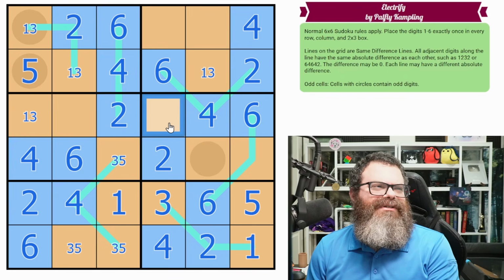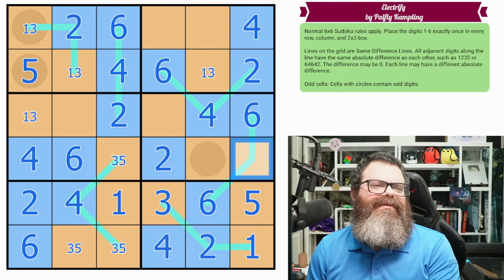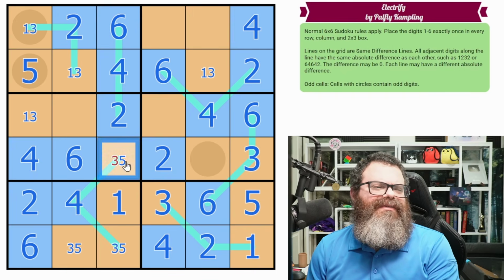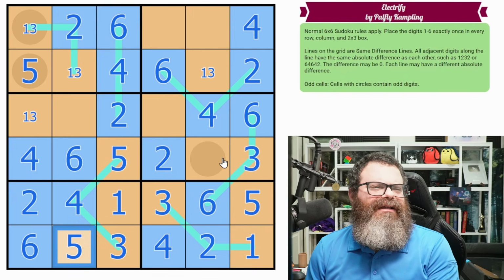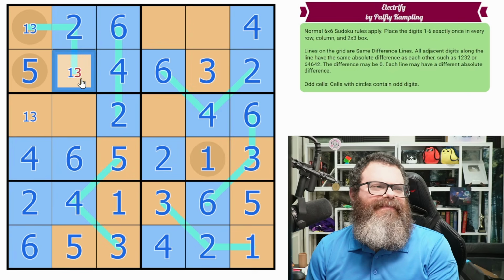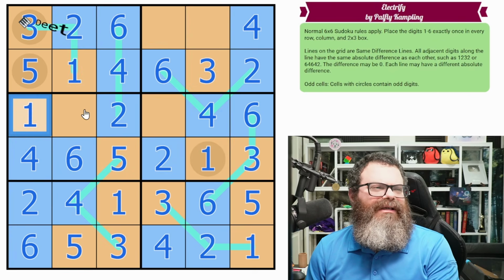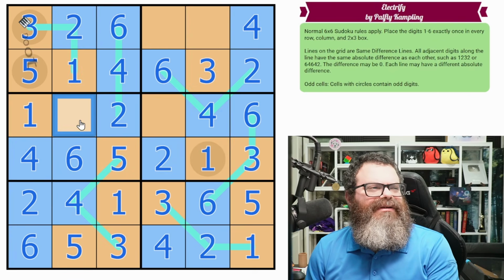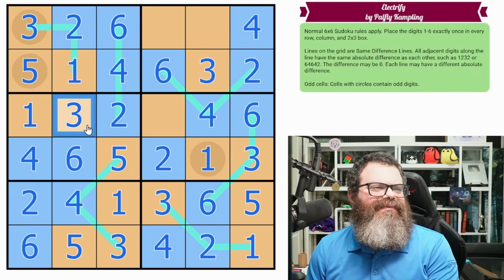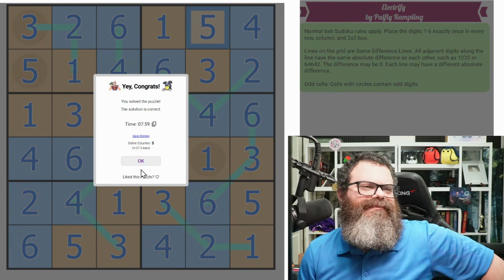I'm just not seeing restrictions elsewhere. Oh, we can finish with 3 in this column. So that's 5, that's 3, that's 5. This is our 1, that's 3. That's 1 and 3 and 1. Dooting in the corner here. This is our 3. This is 5. This is 1, 5, and we're done.